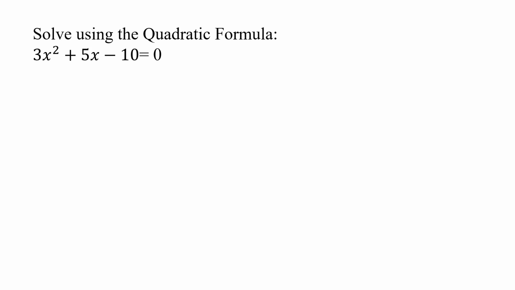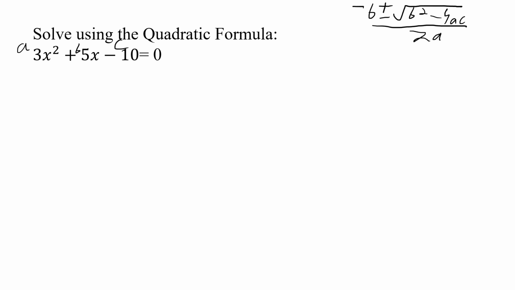All right, one more example. Let's go ahead and remember our quadratic formula. Negative b plus or minus square root of b squared minus 4ac all over 2a. Next, we're going to label our parts. So in front of the x squared, we have our a, which is 3. In front of the x, we have our b, which is 5. And at the end there, we have our c, which is negative 10.